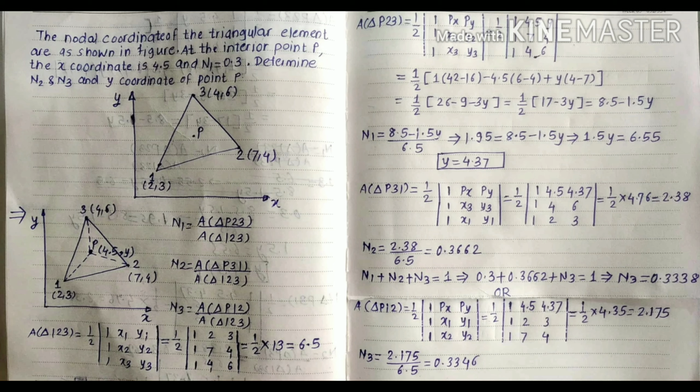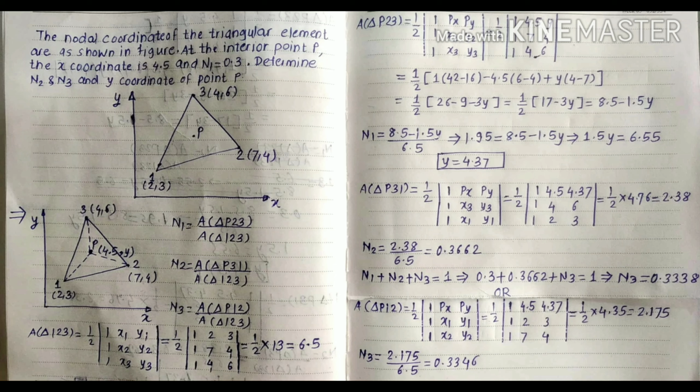Now I will calculate area of triangle P31. So is equal to 1 by 2 into mod of 1 px py, 1 x3 y3, 1 x1 y1. So is equal to 1 by 2 into mod of 1 4.5 3.7, 1 4 6, 1 2 3. So I will get 1 by 2 into 4.76. So is equal to 2.38. Now I will calculate n2 as area of triangle P31 divided by area of triangle 1, 2, 3. So is equal to 2.38 divided by 6.5. So is equal to 0.3662.